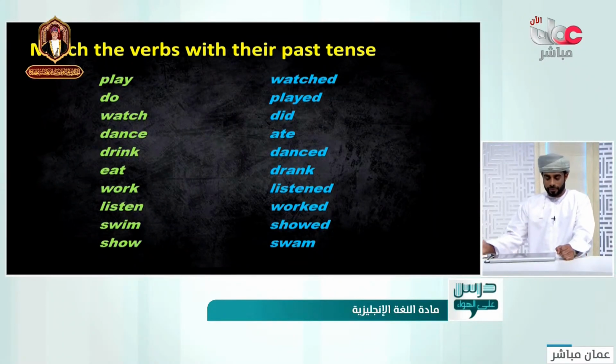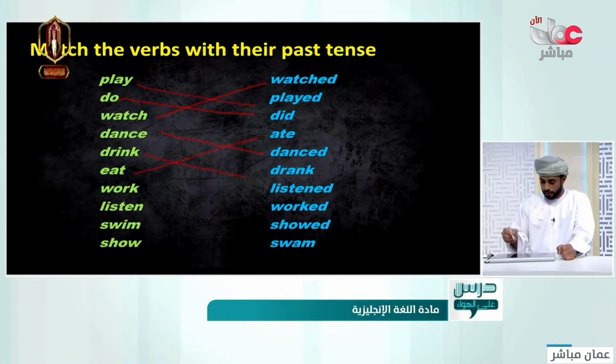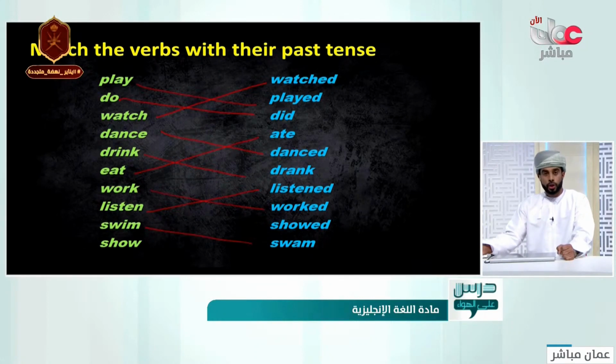So let's start with the first verb, which is play. Play, played, exactly. What about do? Exactly, did. Watch, watched. Nice. What about the verb dance? Danced. Nice. Drink, drank. Very nice. The verb eat: ate. Worked, good. Listened, swam, and the last one, showed. Very nice.